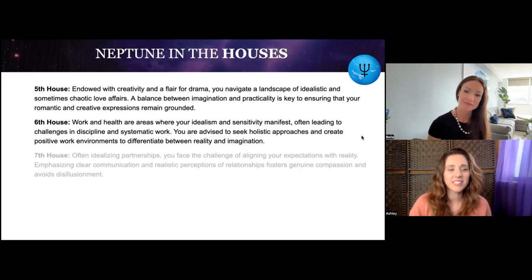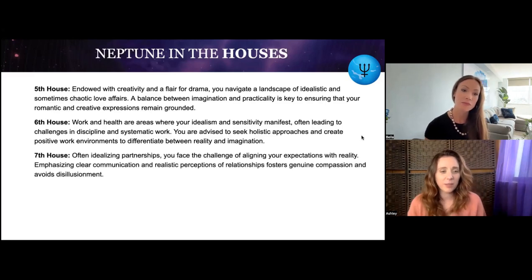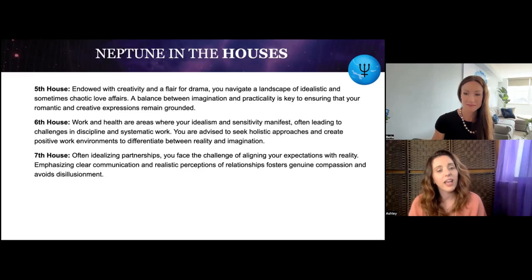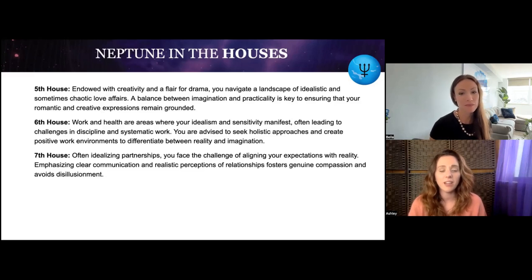Okay, let's go to the seventh house. Seventh house often idealizes partnerships. You face the challenge of aligning your expectations with reality, emphasizing clear communication and realistic perceptions of relationships, to foster genuine compassion and avoid disillusionment. Yeah, they have a dream, and that dream's not always reality.